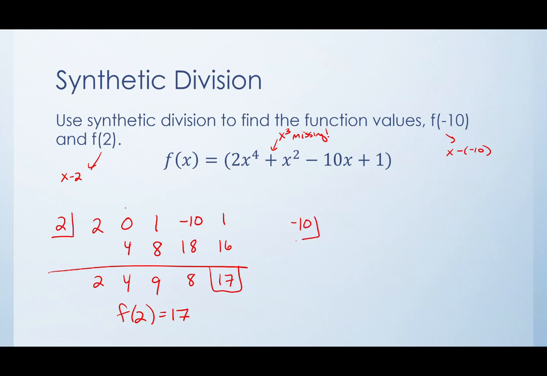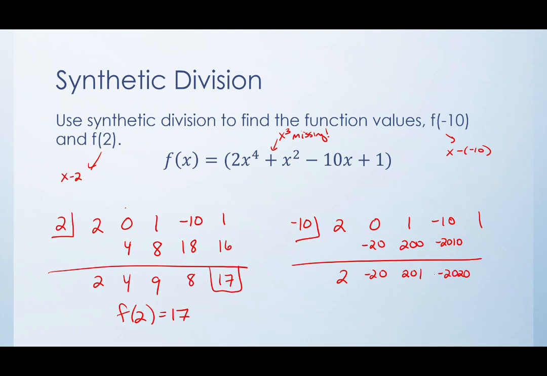So we're going to do the same thing, negative 10, 2, 0, 1, negative 10, 1. We're going to bring down the 2, right? Negative 10 times 2 is negative 20. Add, negative 10 times negative 20 is 200, add to get 201. Negative 10 times 201 is negative 2010. Add.